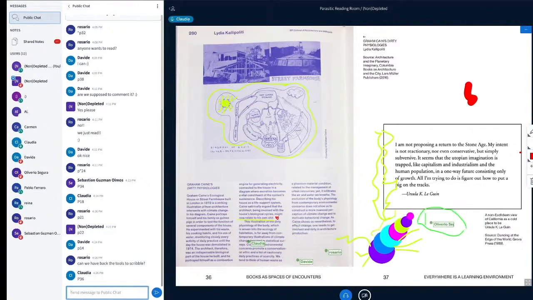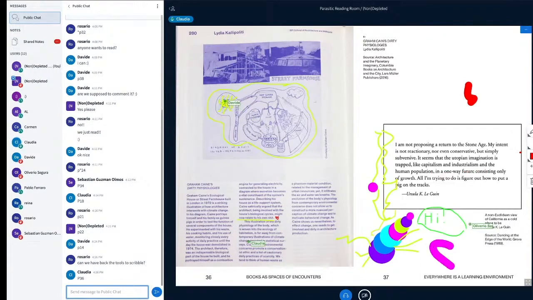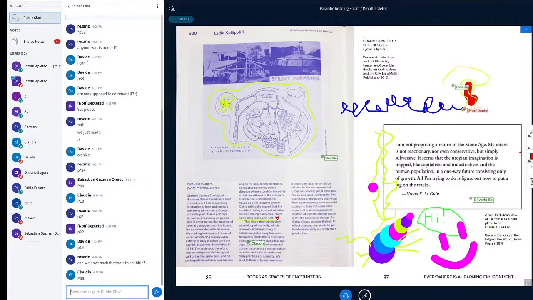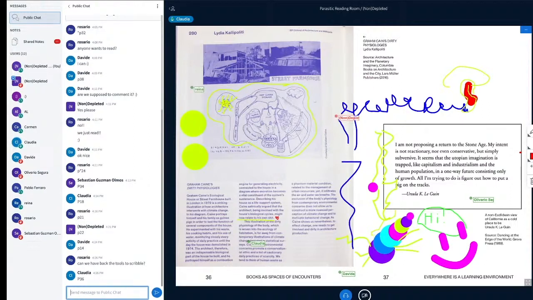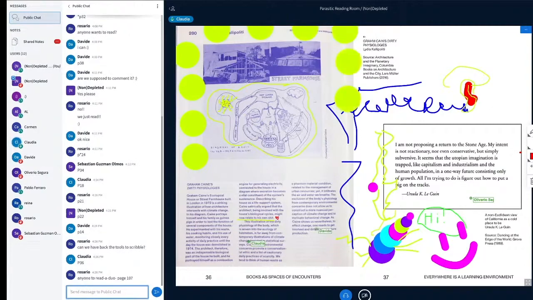Commonly, environmental concerns promote a conservationist ethic and a list of cautionary daily practices of scarcity. We tend to think of human waste as a phantom material condition related to the management of urban resources. Yet, it infiltrates the air and water we breathe. The exclusion of the body's physiology from contemporary environmental concerns does not allow us to construct a more nuanced perception of climate change and to motivate behavioral change. As Kane shows us, nevertheless, to effect change, one needs to get involved and dirty in architecture production.